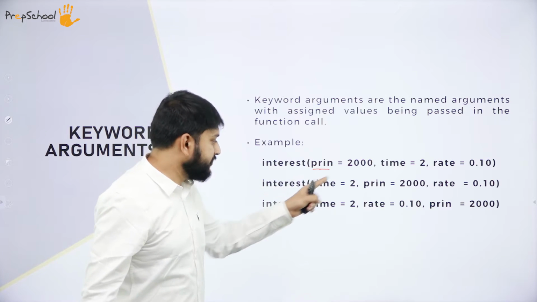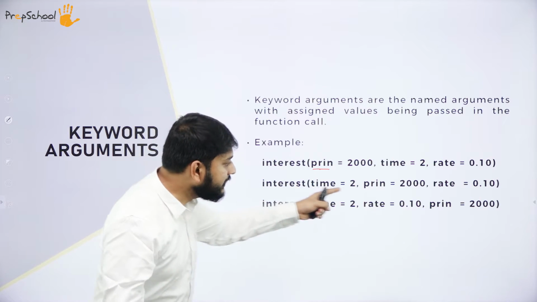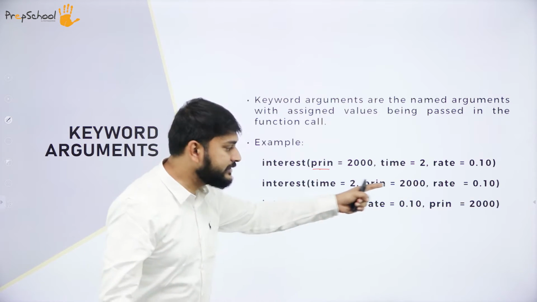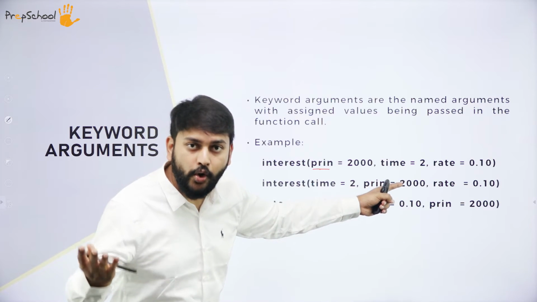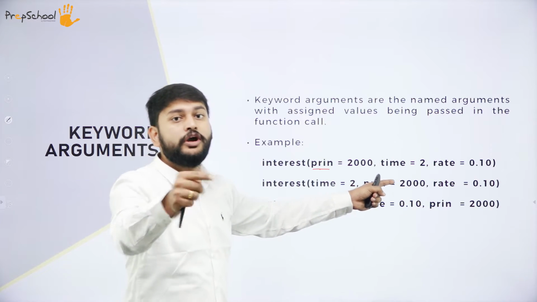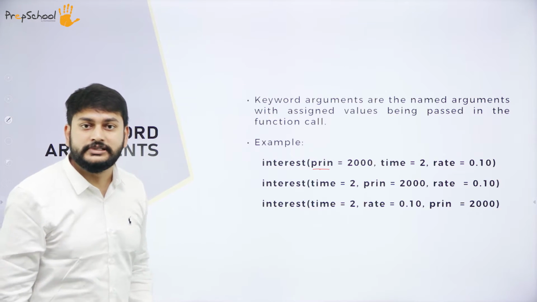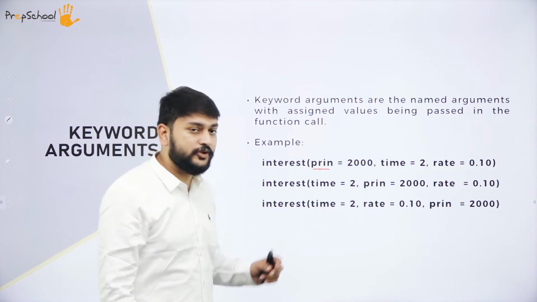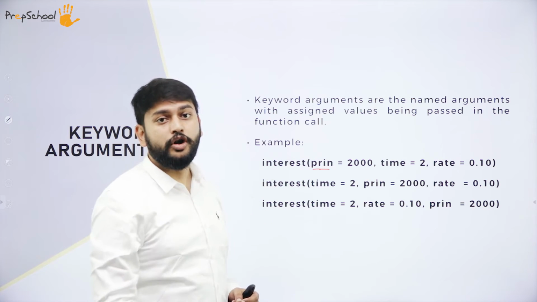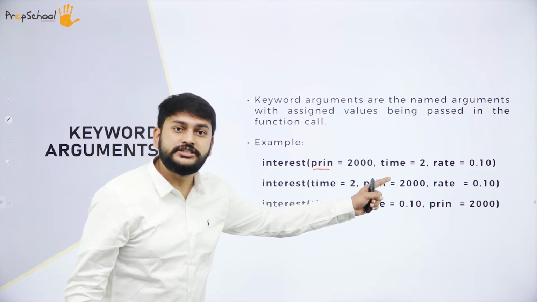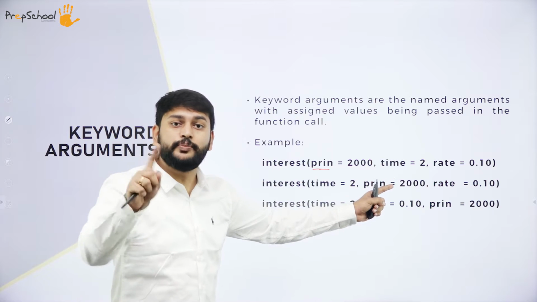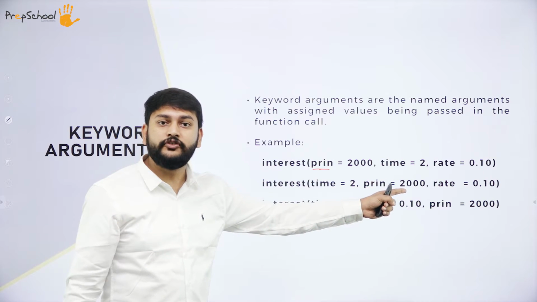So please observe the second example. Am I maintaining the same order? Am I maintaining the same position? No, I'm not. So this is the advantage that I have in keyword arguments. But my question to all of you is, even though I change the arguments and I change the position, is the value changing for it? No.